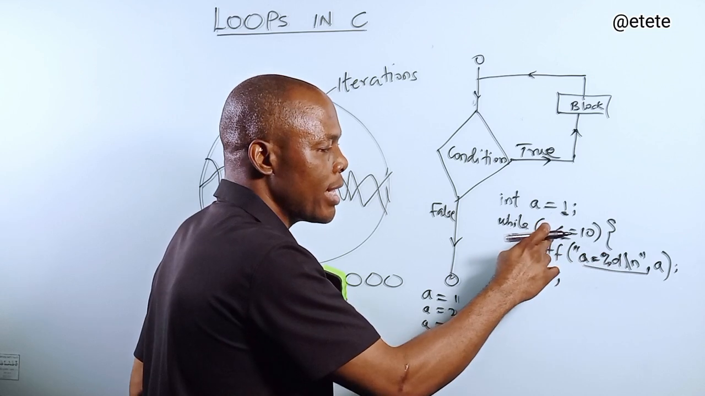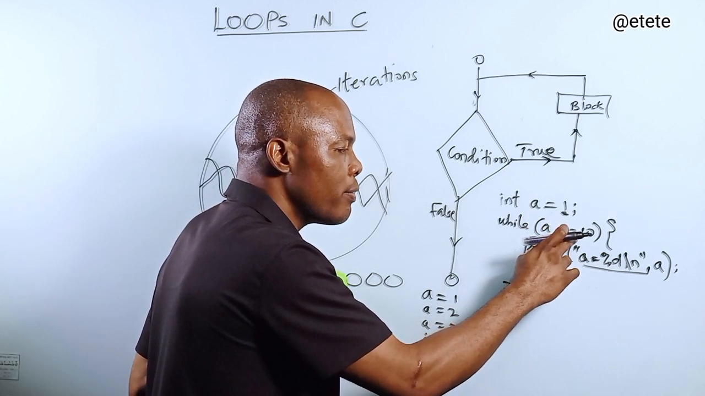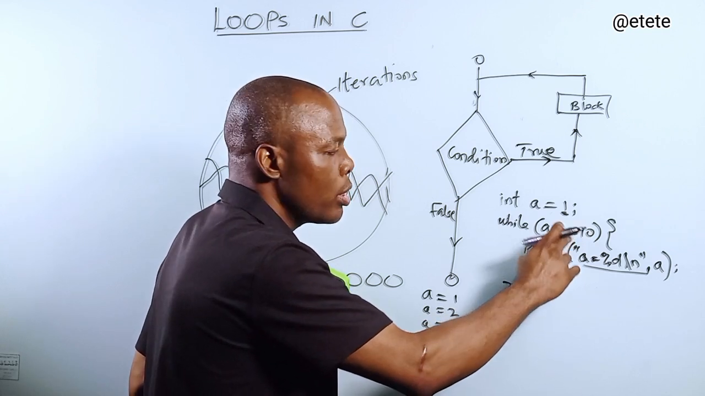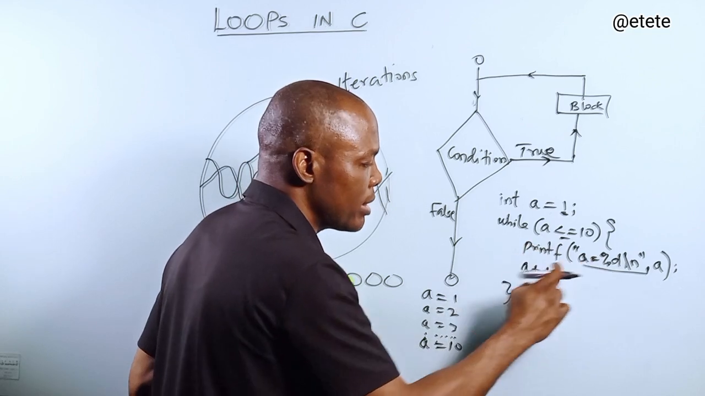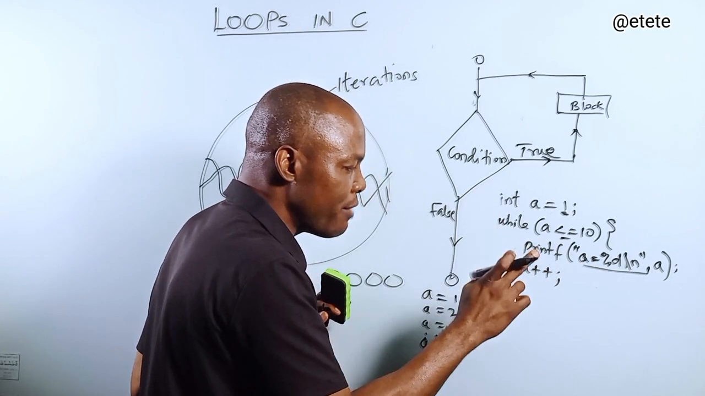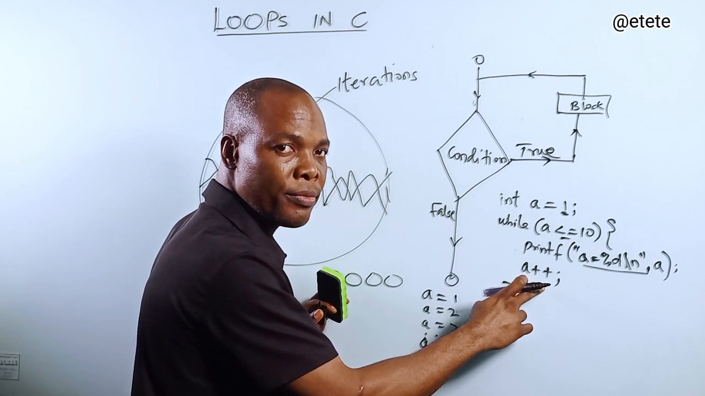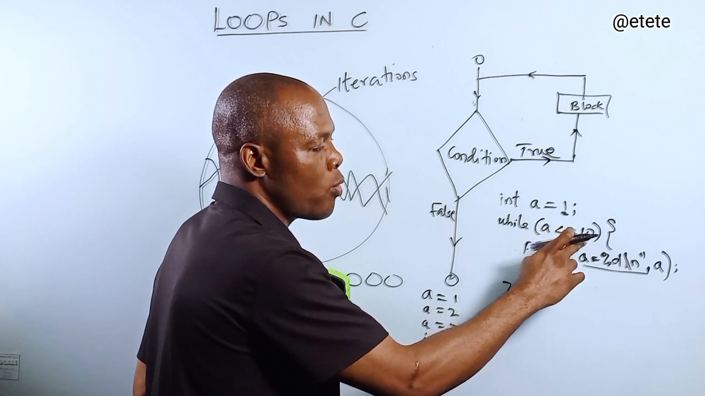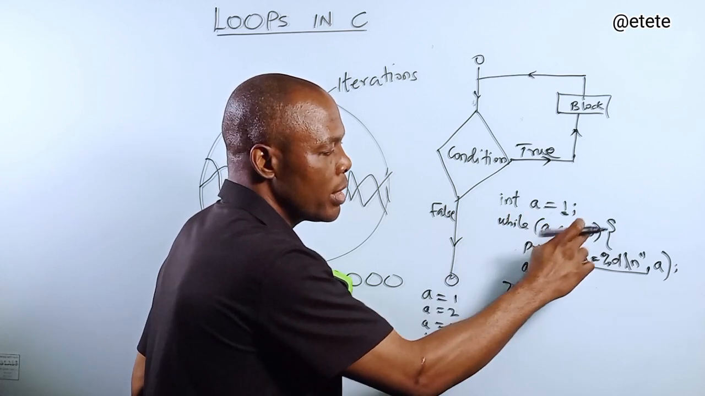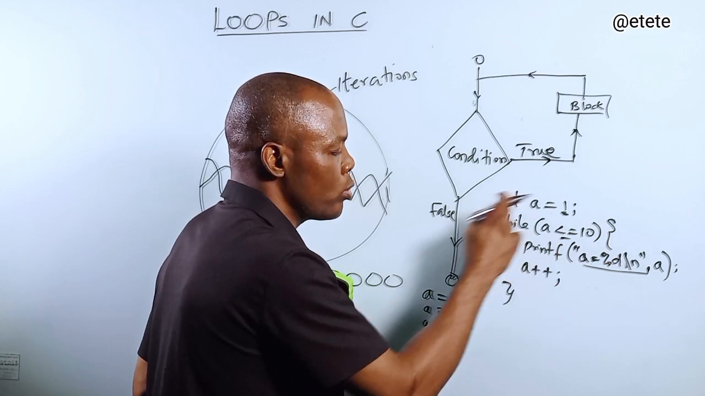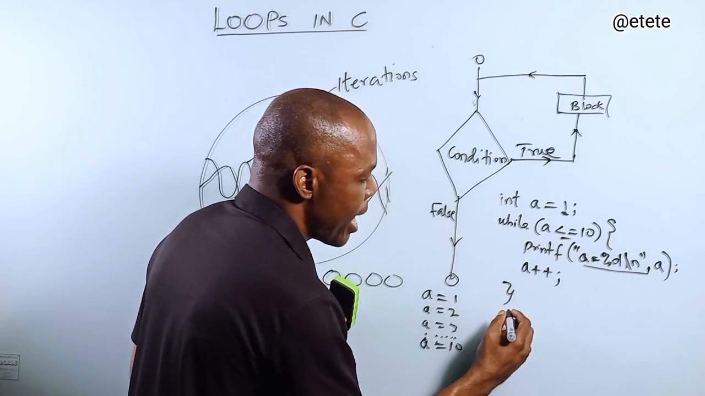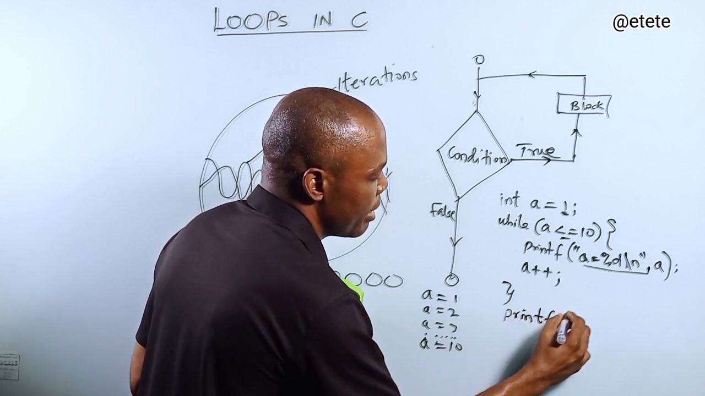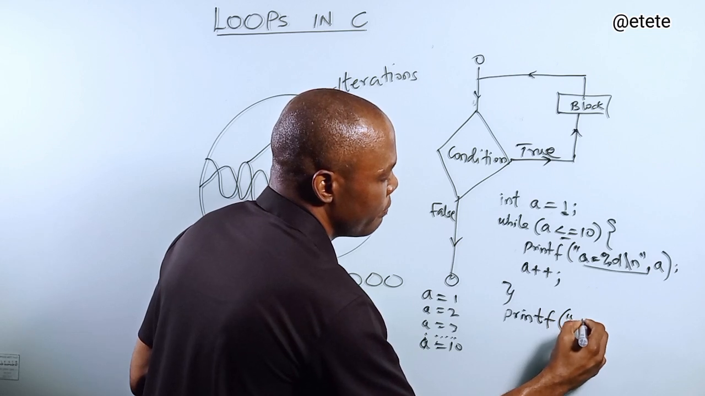It will come back again and test. As long as this expression remains true, it will continue to execute this statement and this statement. Then eventually, when this increases to 11, it will come back to test A less than or equals to 10. A is 11. That is no longer true. It will not go in. It will come out.